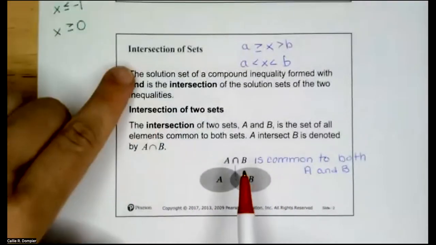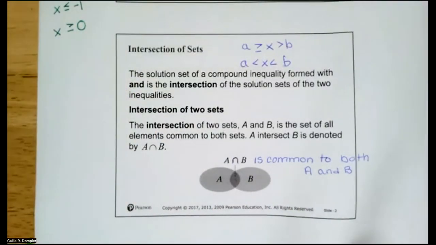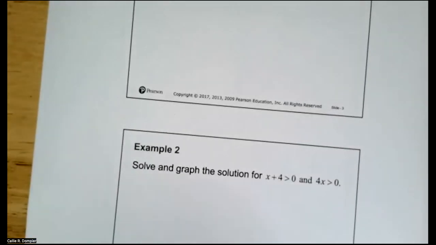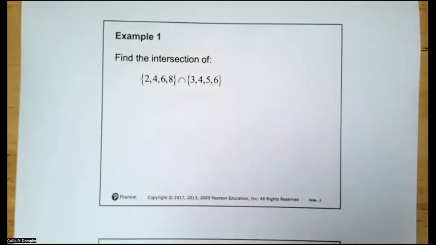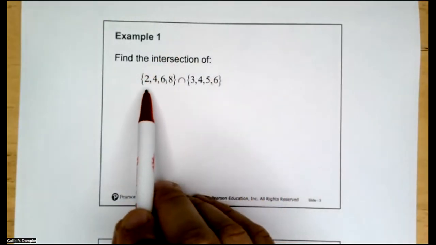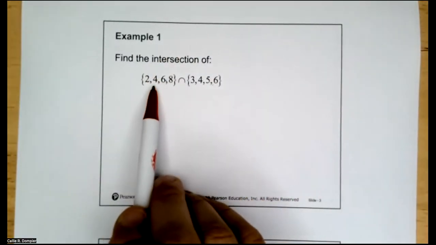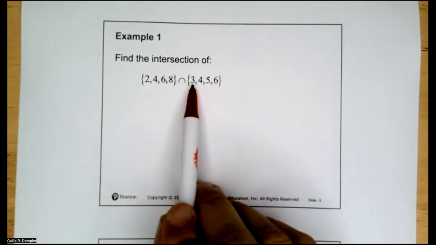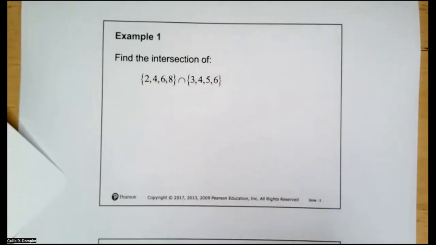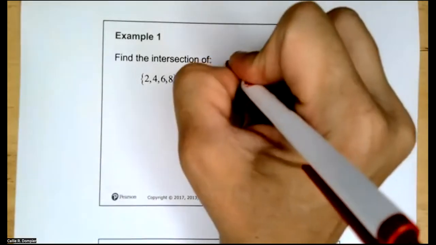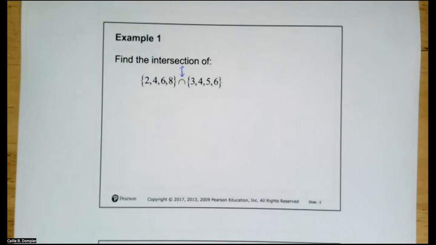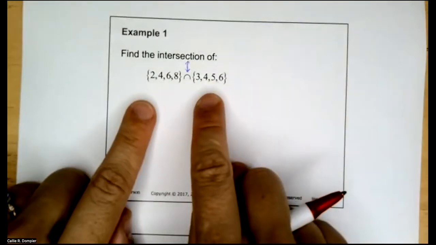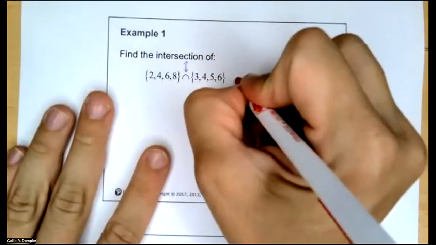So the intersection is common to both A and B. Example 1 asks us to find the intersection of set A and set B. You can call it whatever you want because they didn't label it. This set has the numbers or the elements 2, 4, 6, and 8. This set has 3, 4, 5, and 6. So if we are trying to find the intersection, then we only want the numbers or the elements of the set that are common to the two sets.